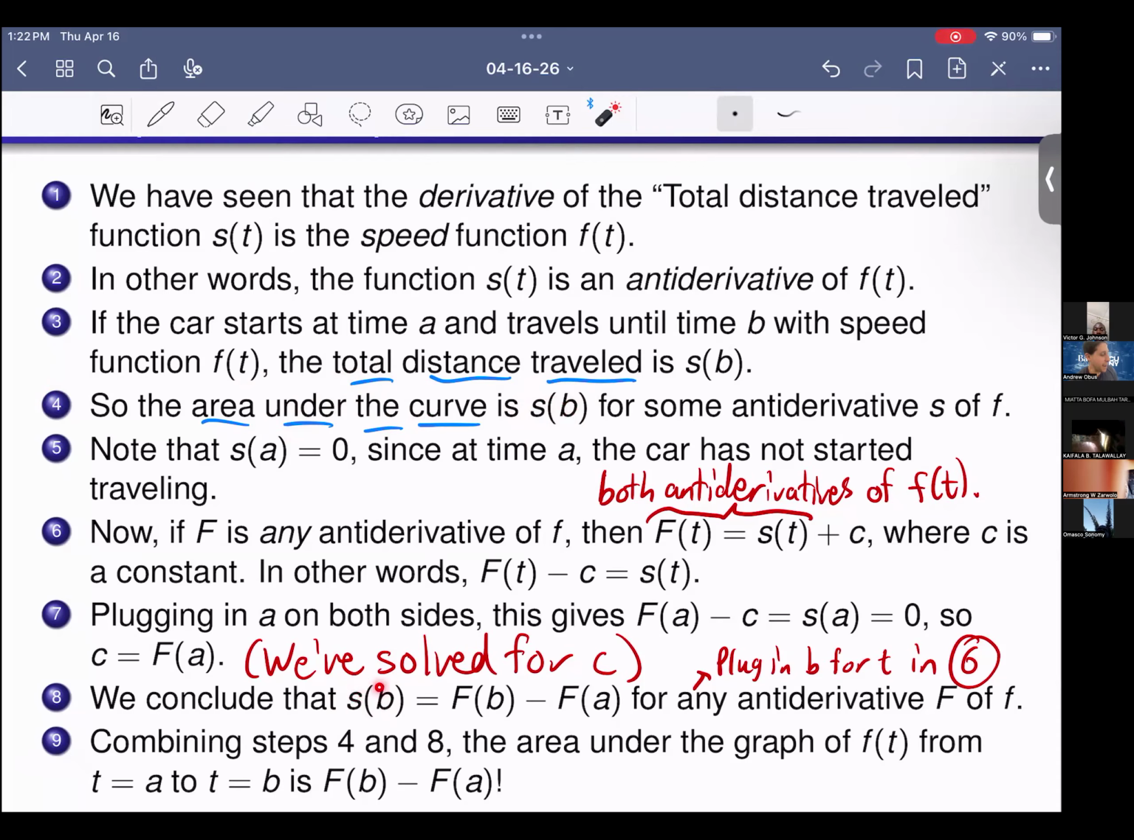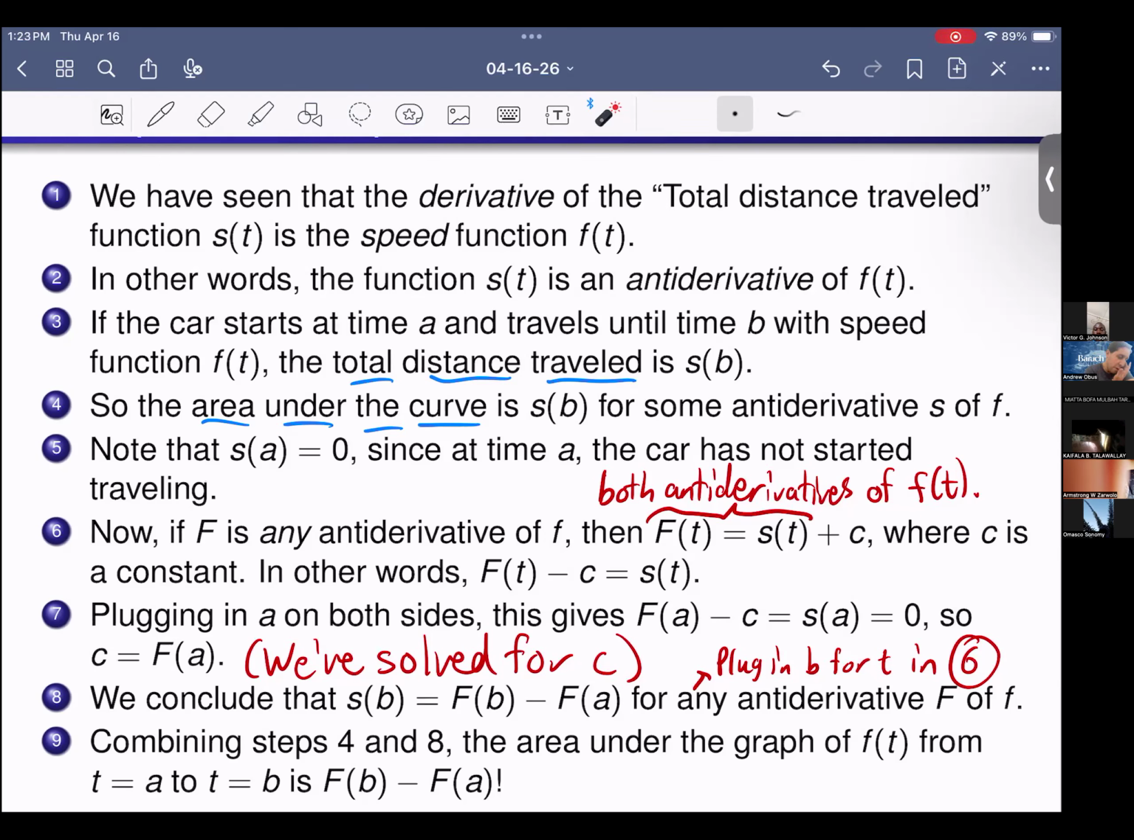So instead of saying that S of b is equal to F of b minus F of A, we can say that the area under the graph of f of t from t equals a to t equals b is exactly F of b minus F of A. And this is the fundamental theorem of calculus. Okay? So this is my kind of non-proof derivation of the fundamental theorem of calculus.